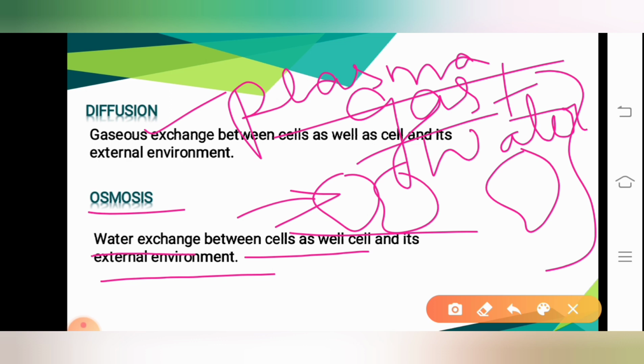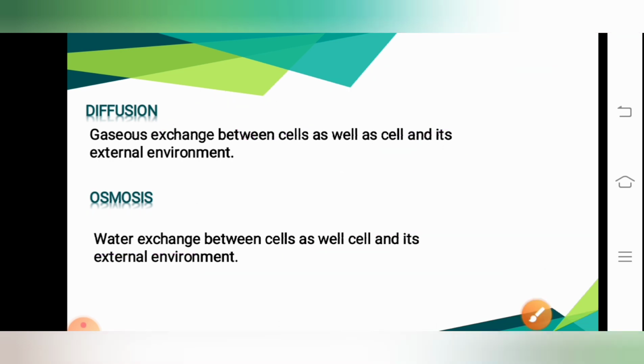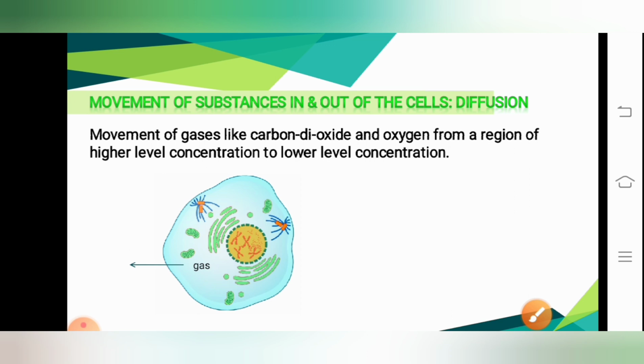Hope you all have got a clear picture of what is diffusion and what is osmosis. In osmosis also you have to understand, as I told you, that in diffusion the movement of molecules is from the region of higher concentration to the region of lower concentration. Similarly, in osmosis it also follows. The movement of water will be from the region of higher concentration to the region of lower concentration. Clear? Now I will explain diffusion in detail.